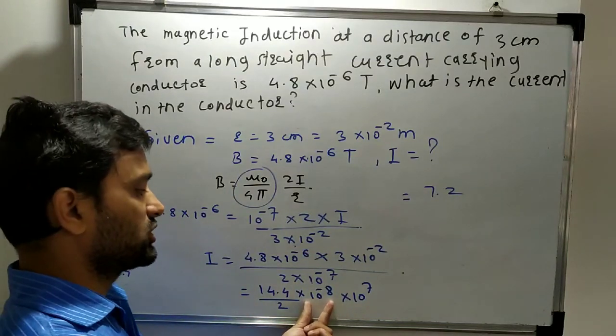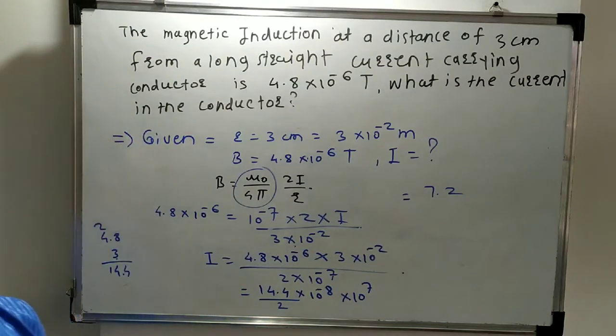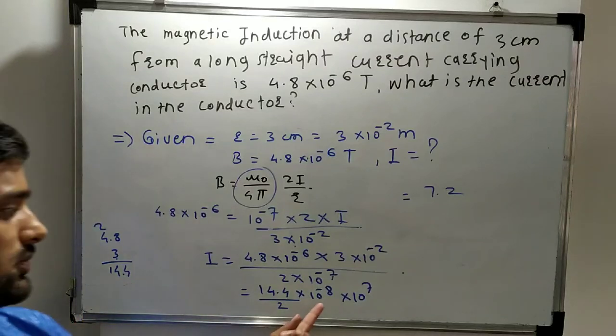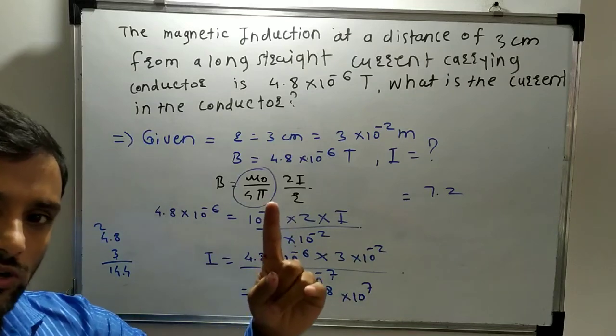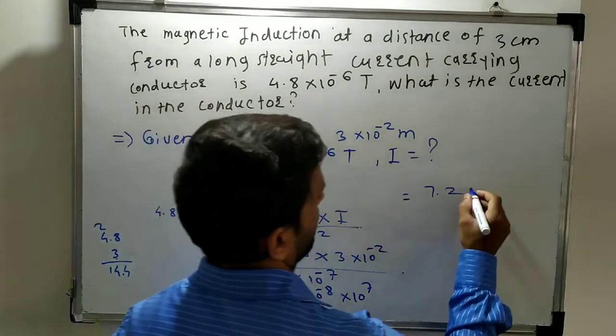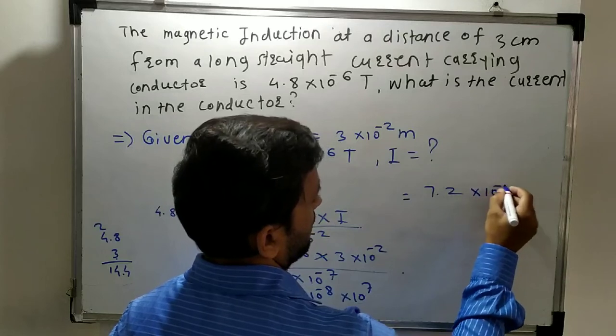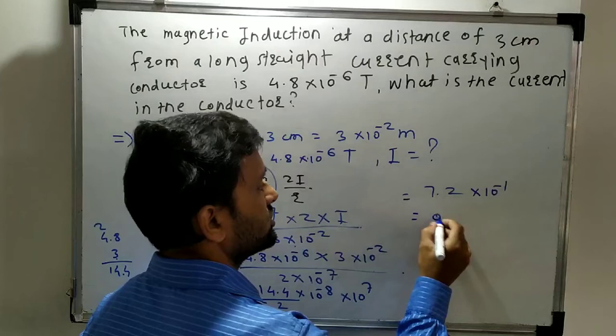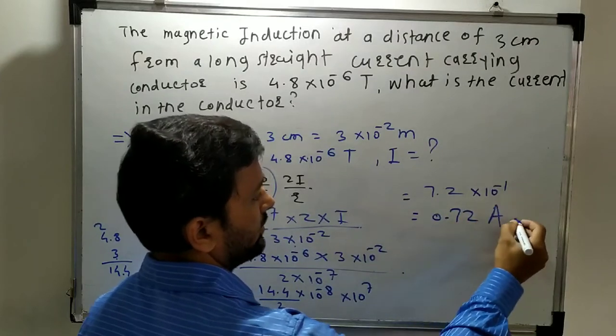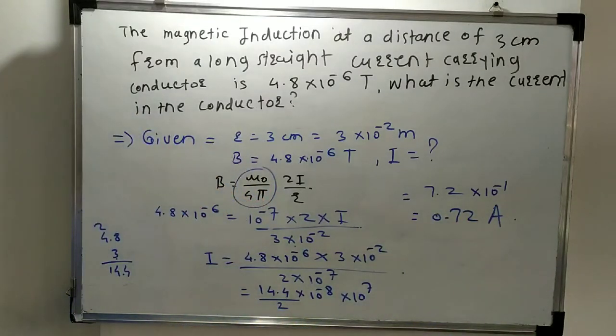Into what about 10 raised to minus 8 into 10 raised to 7? The bigger number is minus 8, so subtract 7 from 8. The remaining term is minus 1. So your answer will be 10 raised to minus 1. So we can write 0.72 ampere as the answer of this question. So this is also one of the easy numericals.